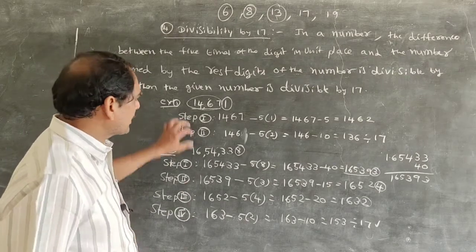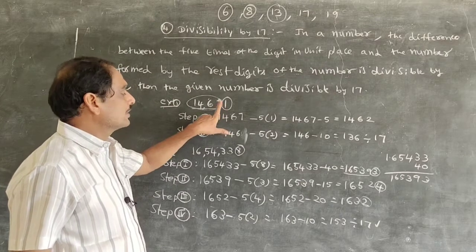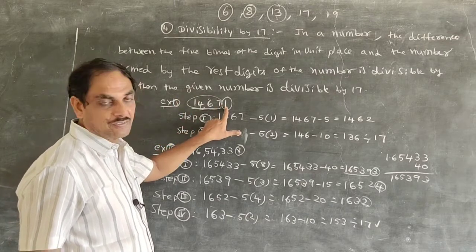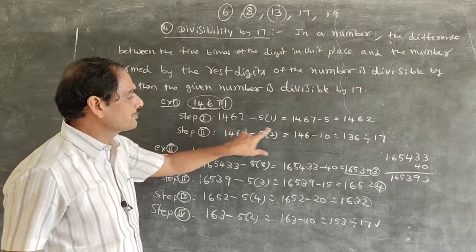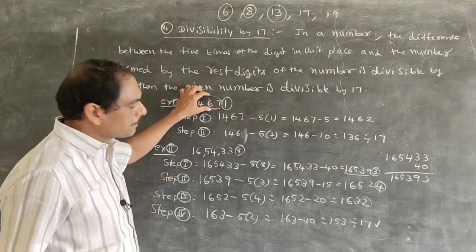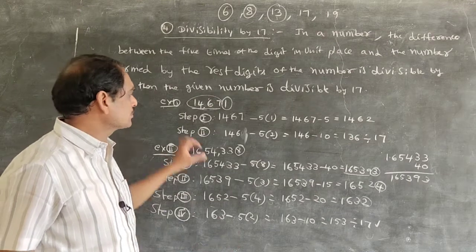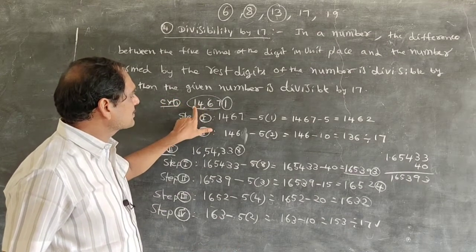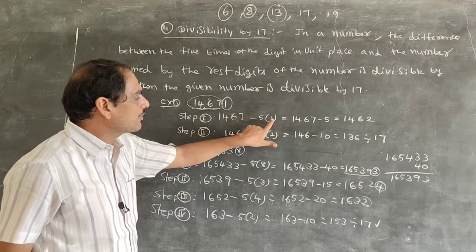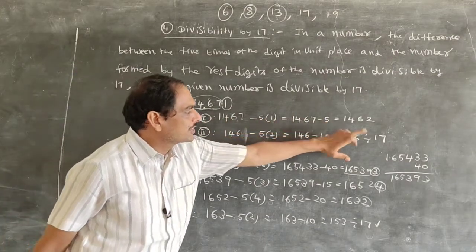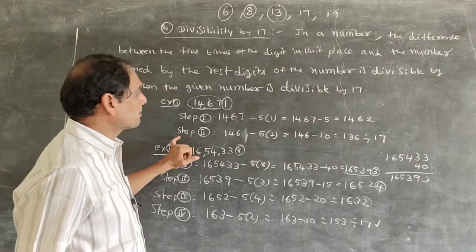In this, we take any number; if the difference between 5 times the unit digit and the number formed by the rest of the digits is divisible by 17, then the number is divisible by 17. So in this, the first step is 1467 minus 5 times the digit in the unit place, that is 5 into 1, which gives 1462. Again we go to step 2.